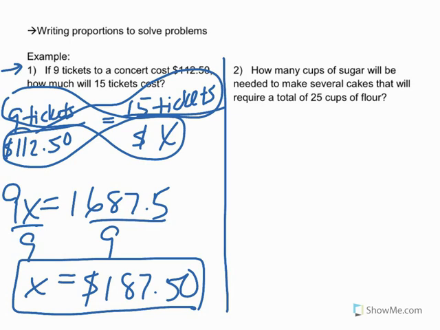That makes some sense. The next example, we need to know how many cups of sugar will be needed to make several cakes that will require a total of 25 cups of flour. We're not going to do that problem because there's a mistake. It's talking about cups of sugar and cups of flour. So we'll move on to the next problem.